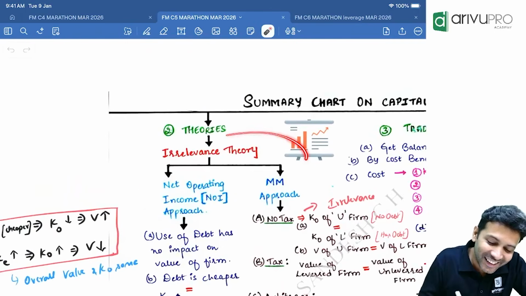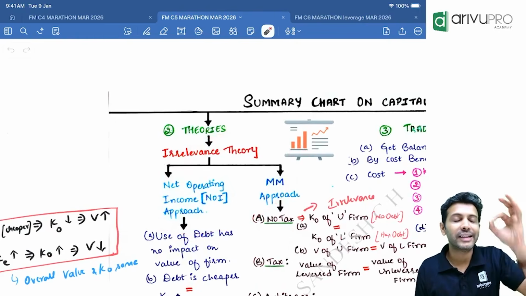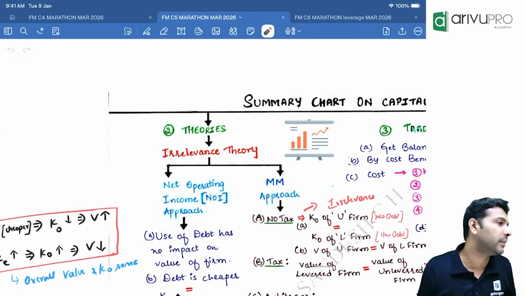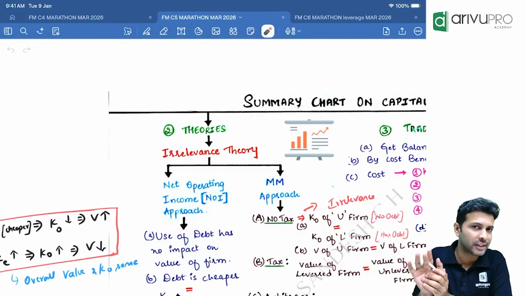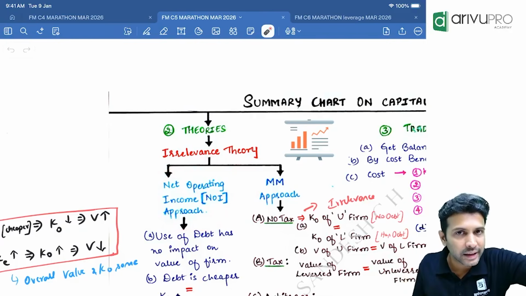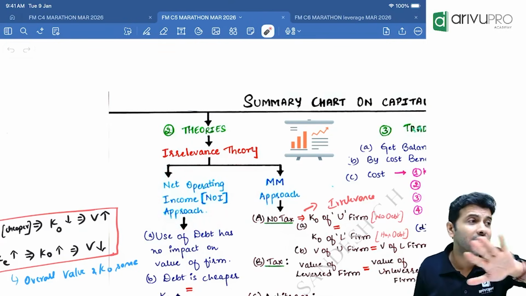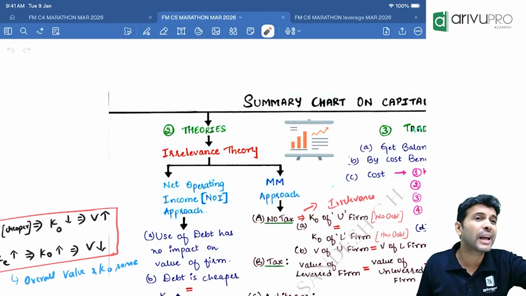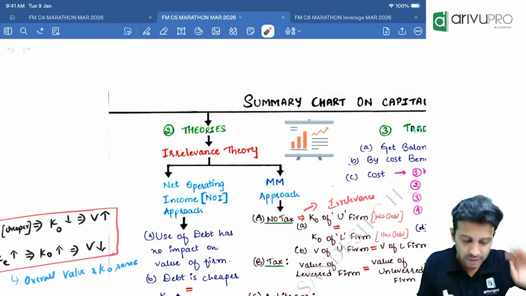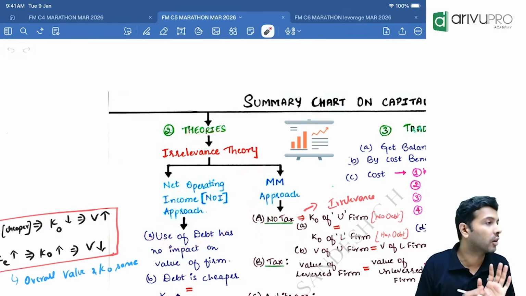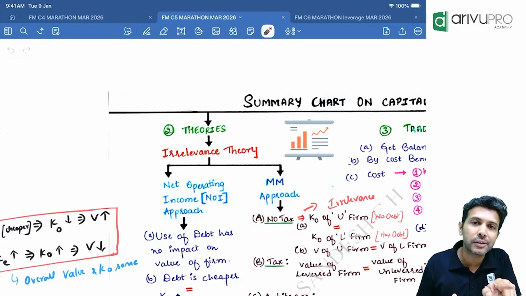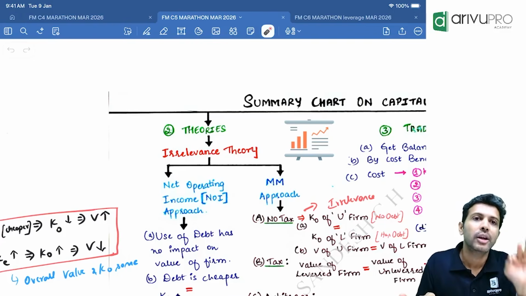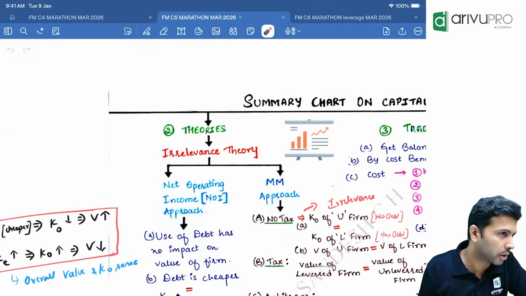So that is what the irrelevance theory's argument is. Debt is absolutely irrelevant to the value of the firm. The irrelevance theory is completely opposite. They are saying whether the company takes debt or does not take debt, the value of the firm will be the same, unaffected. So by taking debt, can the value of the firm be changed or is there no impact? No impact. That's what the irrelevance theory's argument is.